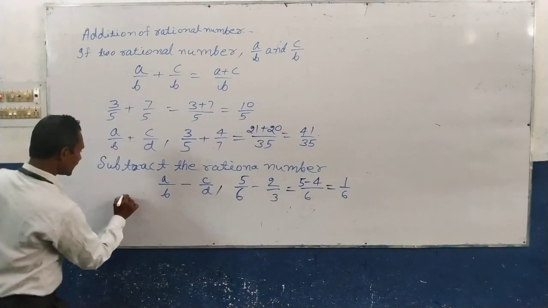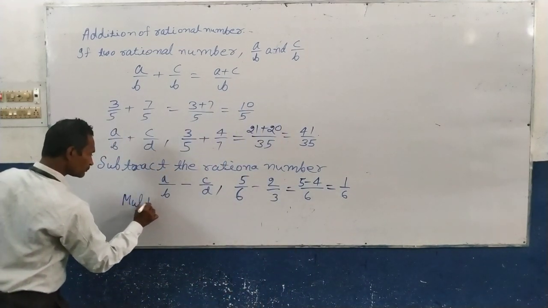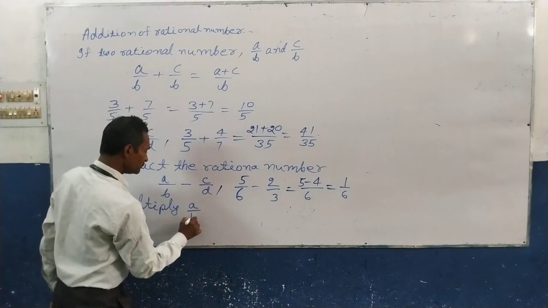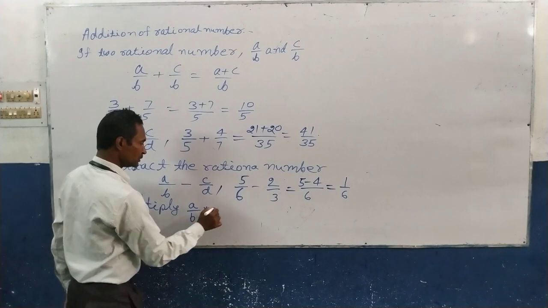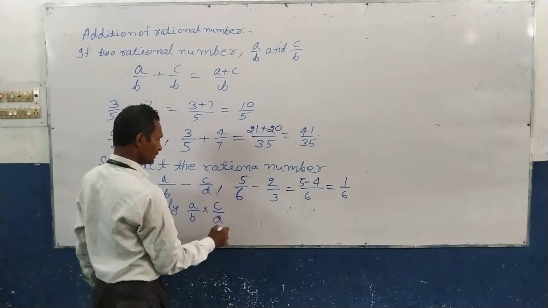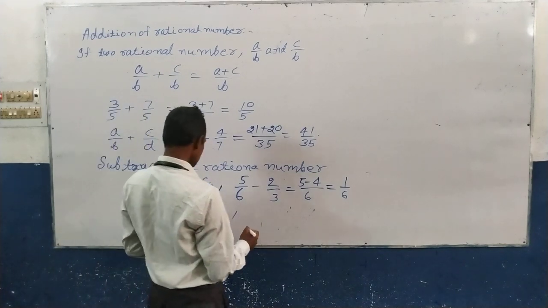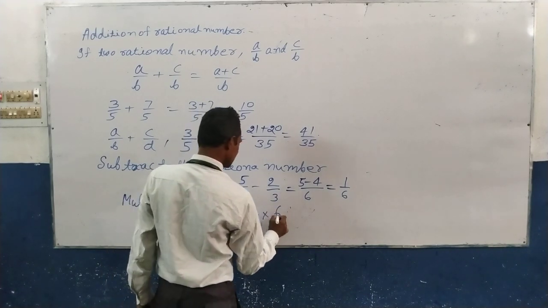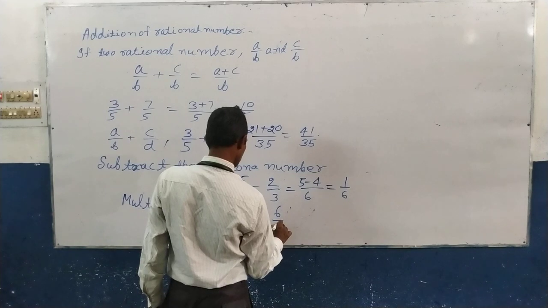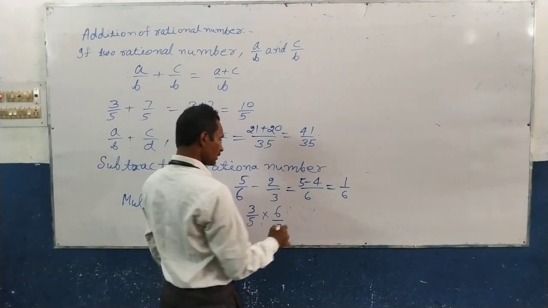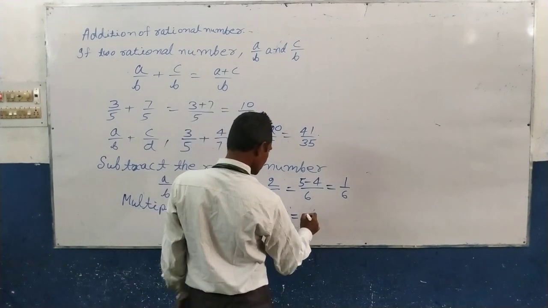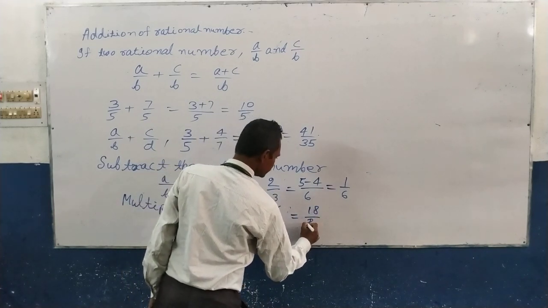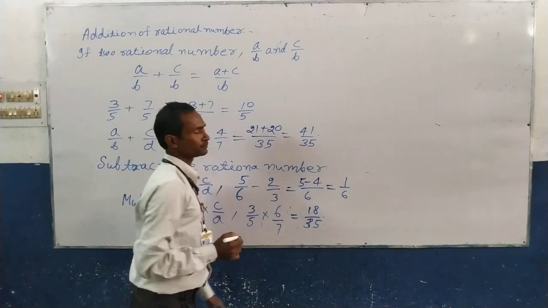Same, multiply: A by B into C by D. Also a rational number, just like 3 by 5 into 6 by 7. Now multiply here. 3 6s are 18, 5 7s are 35. Clear?